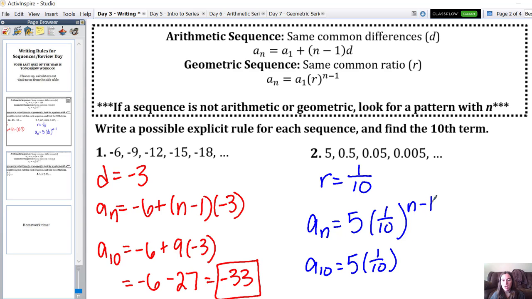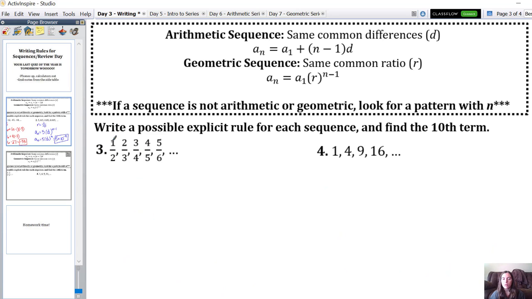of 10 minus 1, which is 9. And then when I put that in my calculator, I get this thing that says 5 with a capital E and then -9. The way that that is read is just 5 times 10 to the -9. It's a really, really small number, so small that the calculator is not going to show it to me.